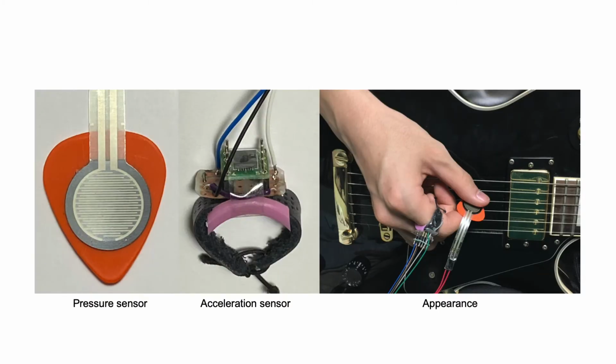Our interface. Our interface consists of a pressure sensor and a 3-axis acceleration sensor. The pressure sensor is fixed onto a guitar pick. It senses pressure force between the thumb and index fingers of the player's picking hand. The acceleration sensor is fixed on the first knuckle joint of the index finger. It measures how much the picking hand has rotated.